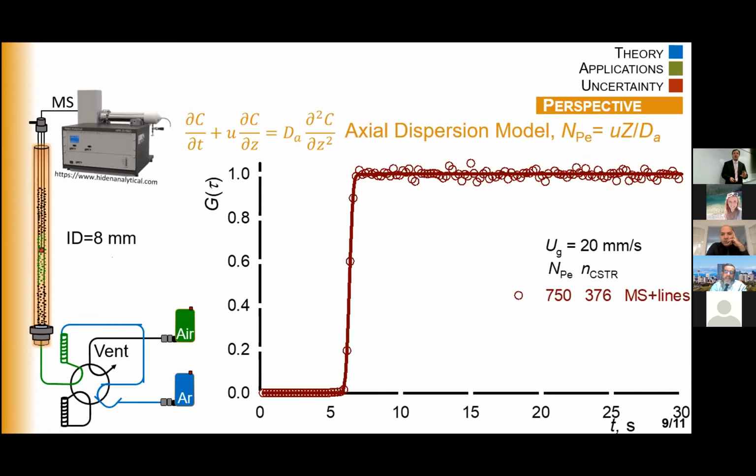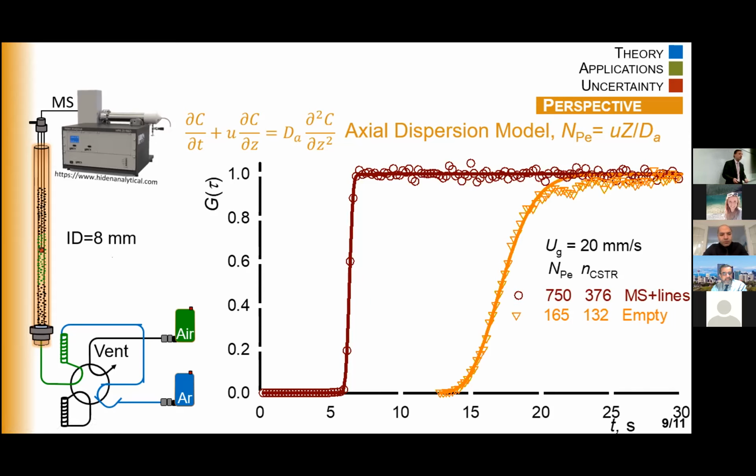And so here is our impulse study. We change from air to argon and look at the oxygen. And you can see, if you're just looking at the mass spec in the lines, it's very steep, and it's a pulse. It's a very good pulse. Now, if you put the empty bed in here, then you can see that there's dispersion, that it's not as flat. And so things are mixing and there's laminar flow and things like that.